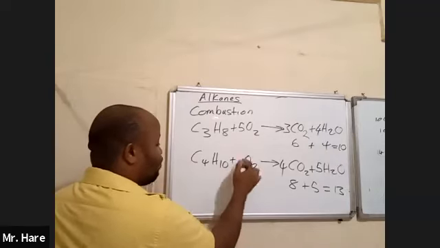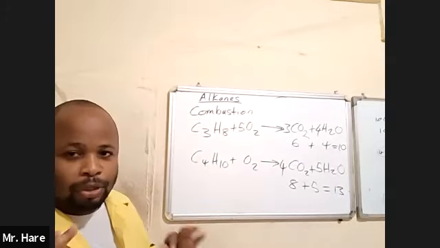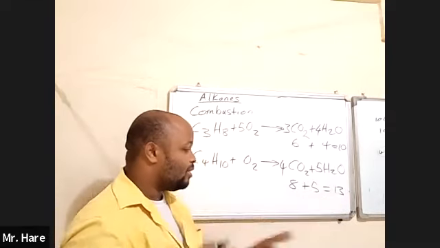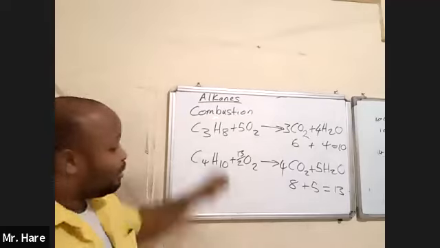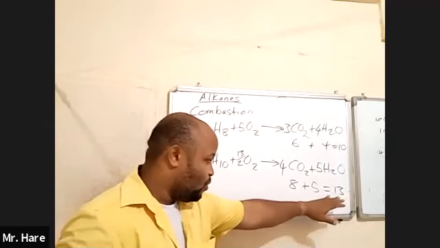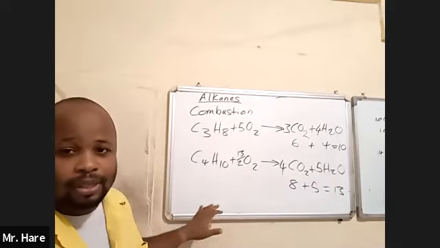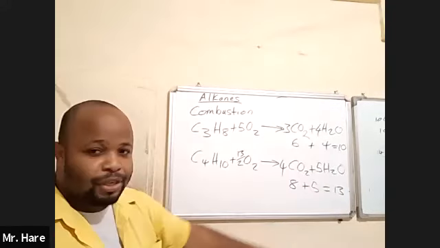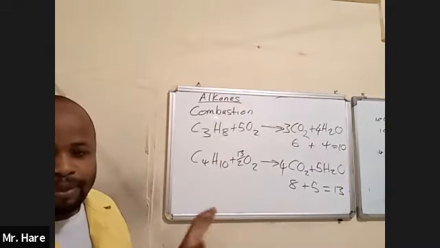Whenever you get an odd number, all you need to do is put it over 2. When it comes to oxygen, if you get an odd number, just put it over 2, all right? It will balance out. 13 over 2 is 6.5. 6.5 times 2 is 13. So any odd number you get for oxygen, just put it over 2 and it's balanced. If you get 5 oxygen, 9 oxygen, 11 oxygen, put 11 over 2, 5 over 2, 7 over 2.